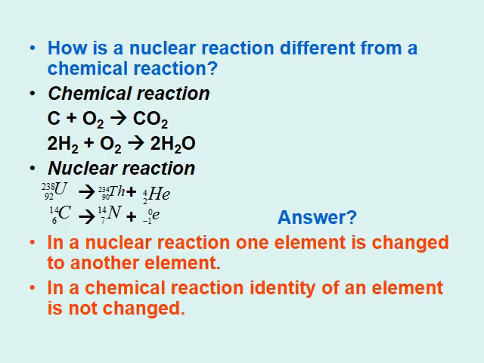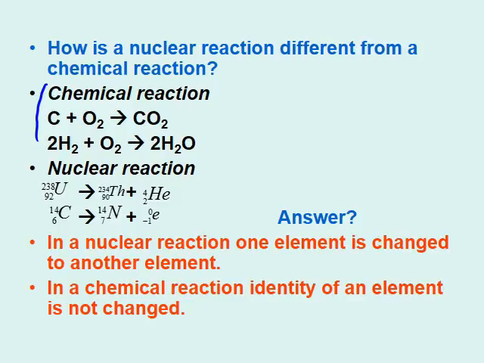Here we're going to discuss how a nuclear reaction is different from a chemical reaction. So we're giving you an example of a chemical reaction. Actually, 2 examples of chemical reactions. Carbon reacting with oxygen giving carbon dioxide. Hydrogen reacting with oxygen giving H2O.